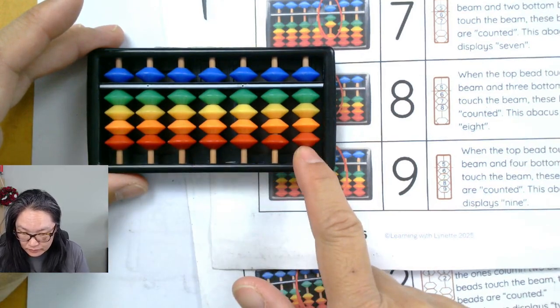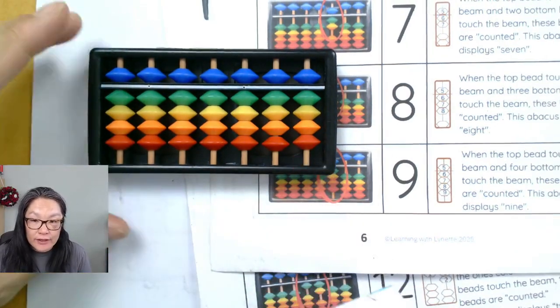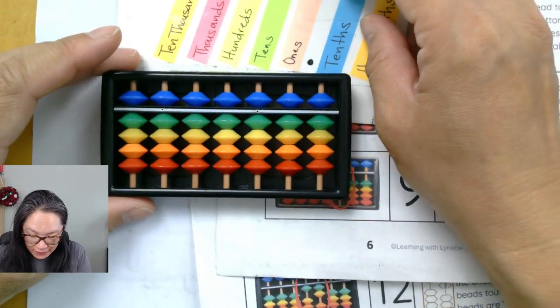9. Now, what does this all mean? Every column is a digit. Every digit has numbers. Every place value.